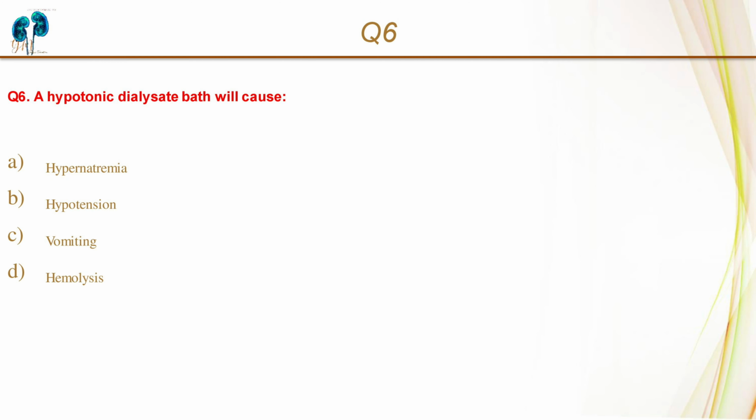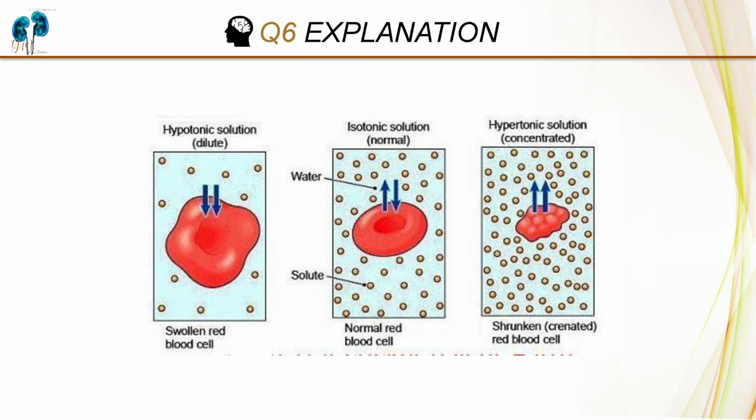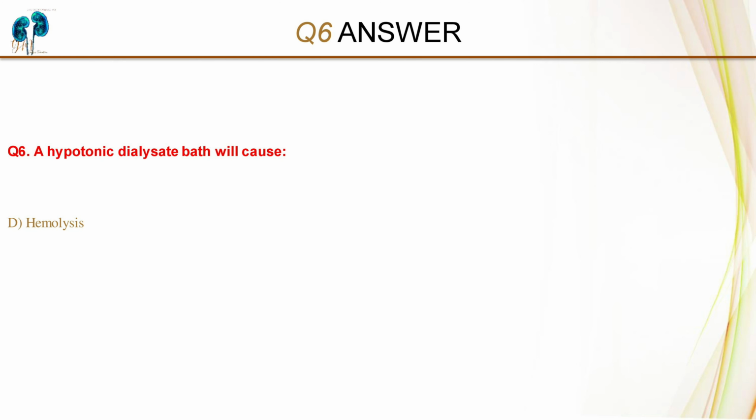option A, hypernatremia; option B, hypotension; option C, vomiting; option D, hemolysis. We already explained about this picture. So in a hypotonic solution, the impermeable solutes are less in the extracellular compartment compared to the intracellular compartment. So fluid will move by osmosis from extracellular to intracellular, hence those blood cells will swell and burst. That is called hemolysis. Hemo means blood, lysis means splitting or separation. The answer for the sixth question is, a hypotonic dialysate bath will cause hemolysis.